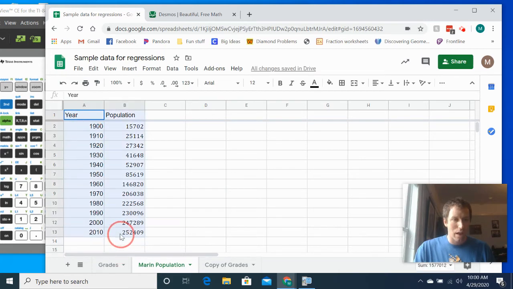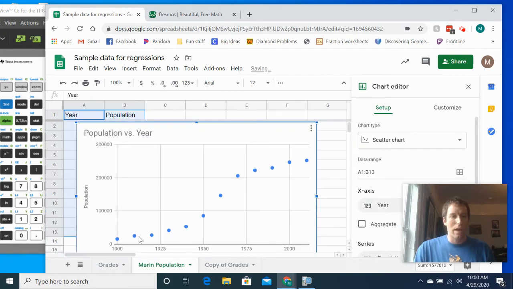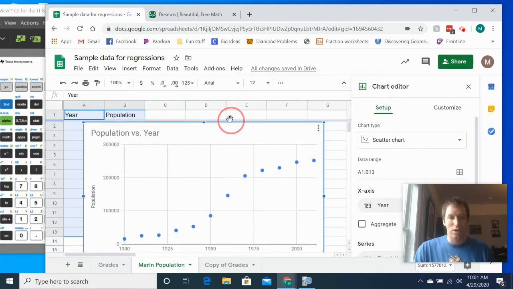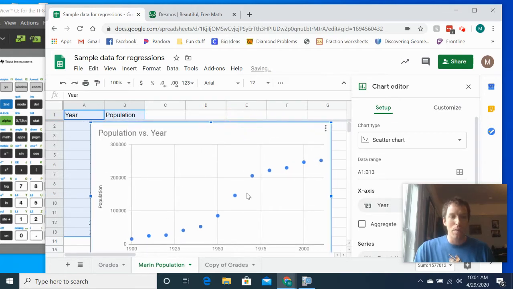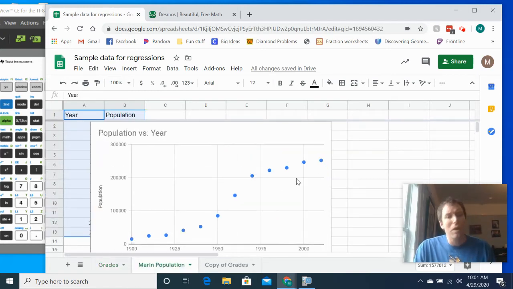So again, I'm going to highlight my two columns, including the titles. I'm going to go Insert, Chart. Okay, now nobody would argue that the population here is not related to the year. Nobody would claim this relationship is random. You might look at the previous graph and go, that's just random, there's no connection. You might in fact be right. But nobody would make that argument here.